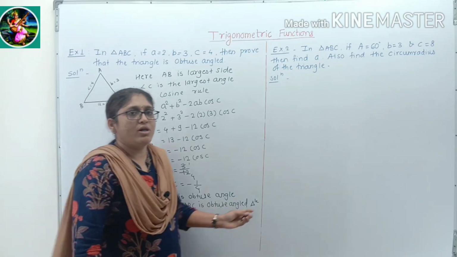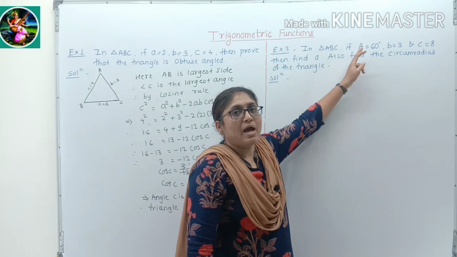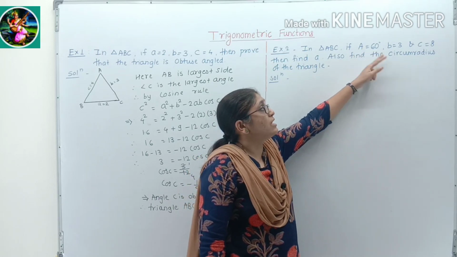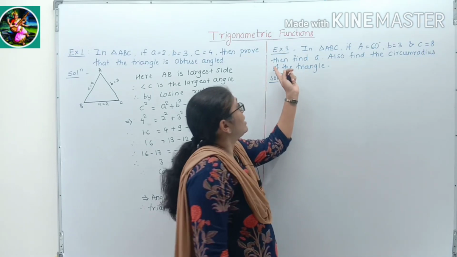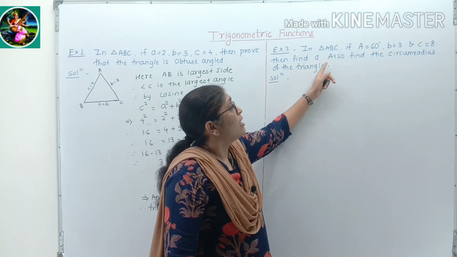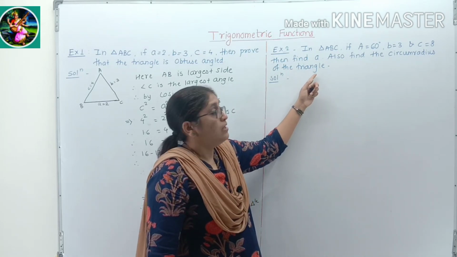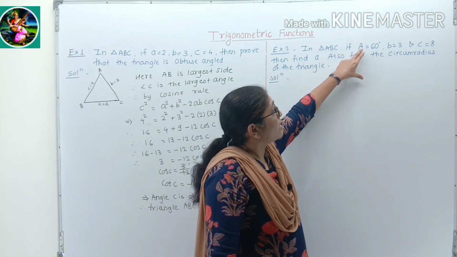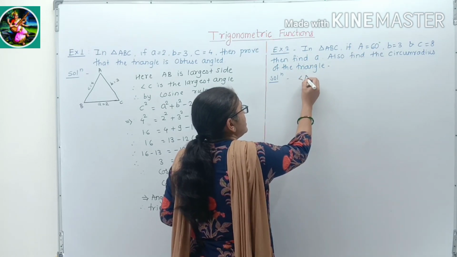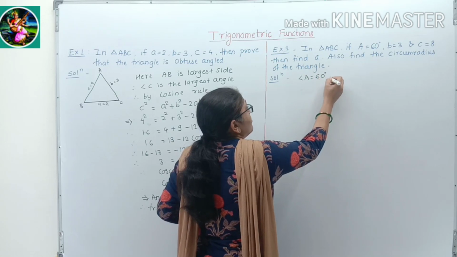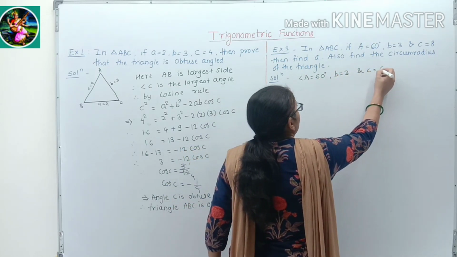Okay, now we solve one more example. In triangle ABC, if angle A is equal to 60 degrees, b is equal to 3 and c is equal to 8, then find the value of a and also find the circumradius of the triangle. Given that angle A is 60 degrees, b is 3 units and c is 8.